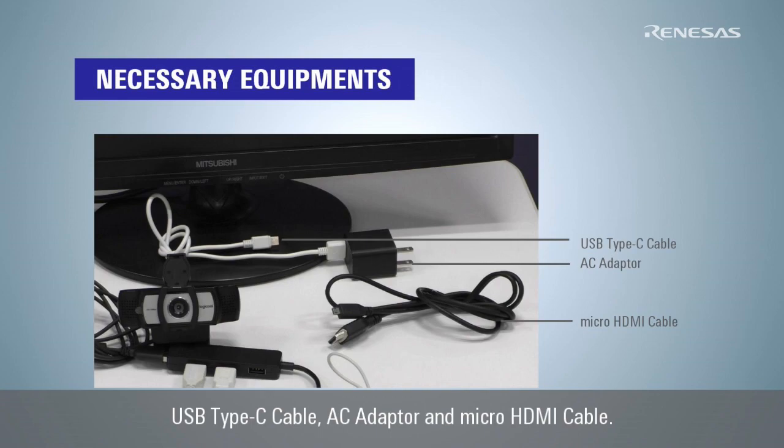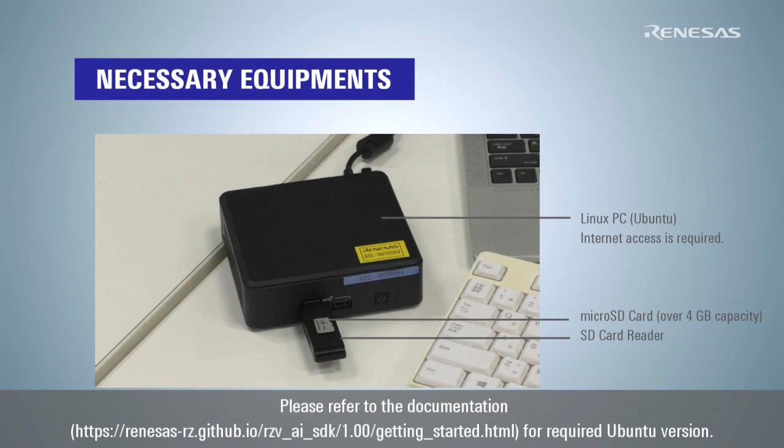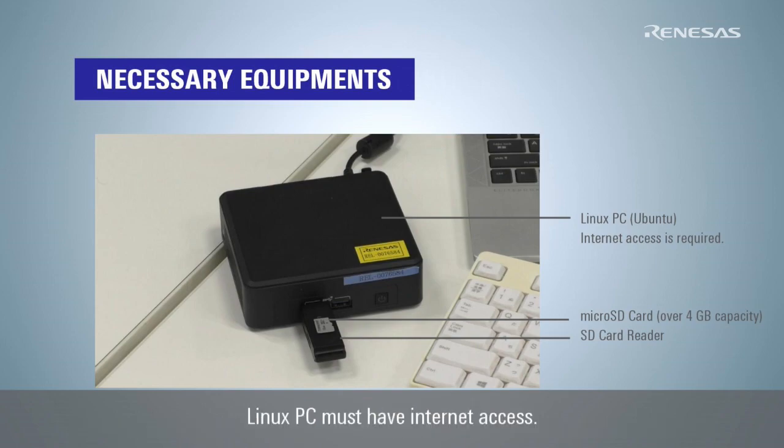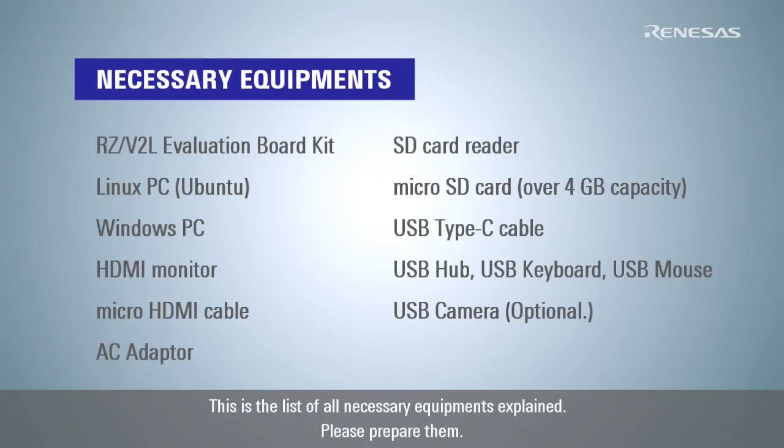USB Type-C cable, AC adapter, and micro HDMI cable. Linux PC, micro SD card, and SD card reader. Please refer to the documentation for the required Ubuntu version. Linux PC must have internet access. HDMI monitor and Windows PC. Windows PC also requires internet access. This is the list of all necessary equipment explained.